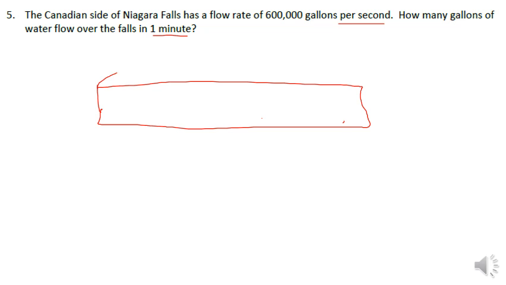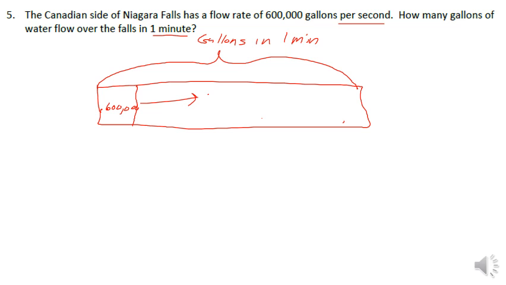So our total up here, this is going to be gallons in 1 minute. Now, here I'm going to draw one of them. And I know this is 600,000. And the way I draw this is I know there's 60 of them because there's 60 seconds in 1 minute. So now in order to solve this, I know I've got to take 600,000 times 60 to solve for our answer.